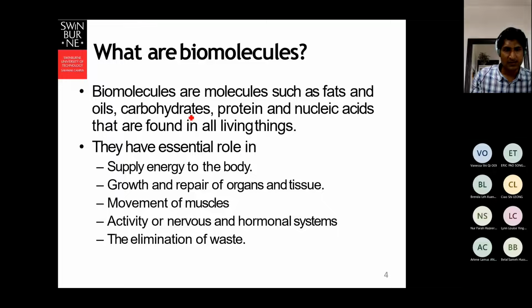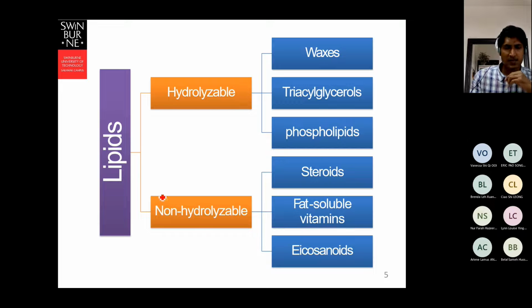So what are biomolecules? Carbohydrates, proteins, and so on, which we usually find in living animals or living beings, and if they are not consumed, they are produced in our living beings. There are many other things that are produced, but we can categorize them broadly into these three categories. Okay, so the essential role of these is supplying energy. All of them supply energy to some extent to our body, and thus produce growth and repair of our organs, movement of muscles, because movement of muscles needs energy, the nervous system and our hormonal system, and the elimination of waste. All of those things are done with the help of these three categories of biomolecules.